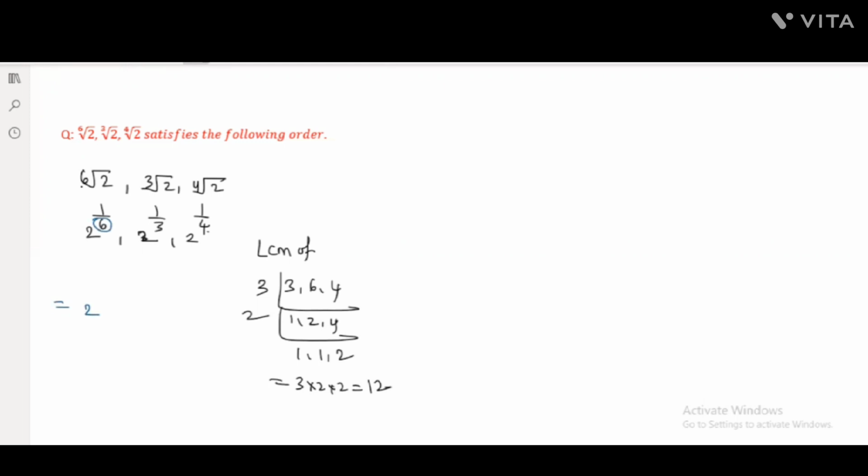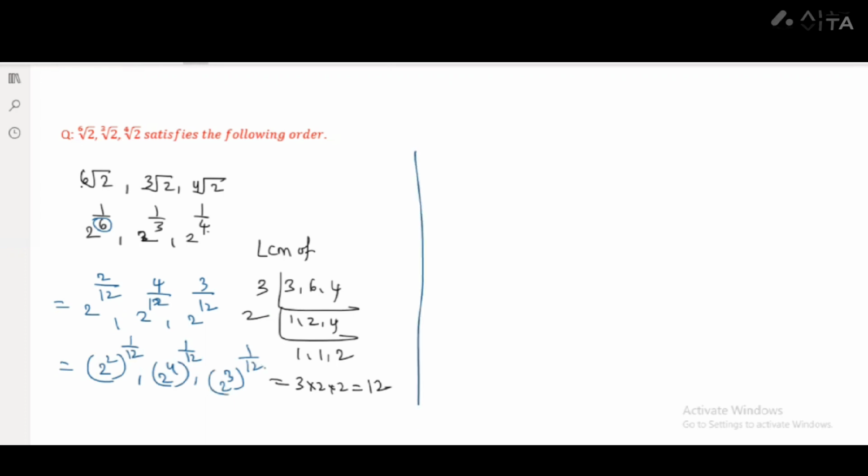So 2 power, to make it 12, I'll multiply and divide with 2 here, so it will become 2 by 12. For the second one, I'll multiply and divide with 4, so it will become 4 by 12. For the third one, it will become 2 power 3 by 12. So we can write this as 2 power 2 whole power 1 by 12, 2 power 4 whole power 1 by 12, and 2 power 3 whole power 1 by 12.